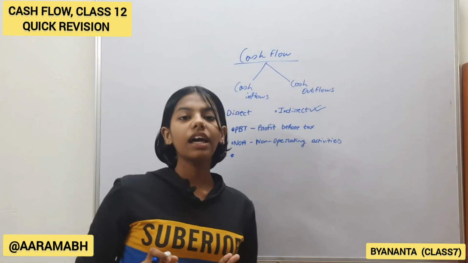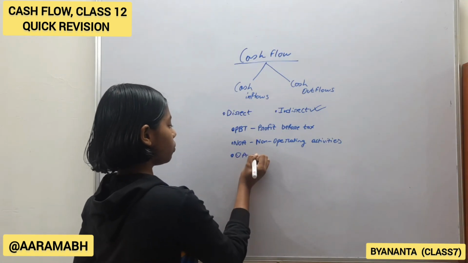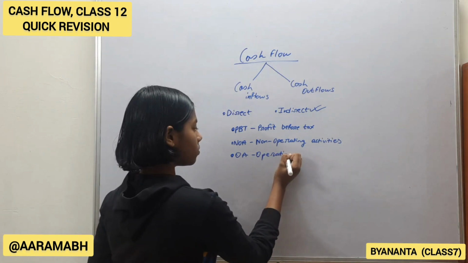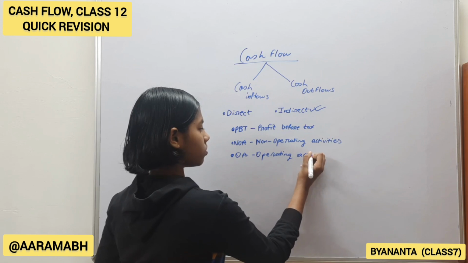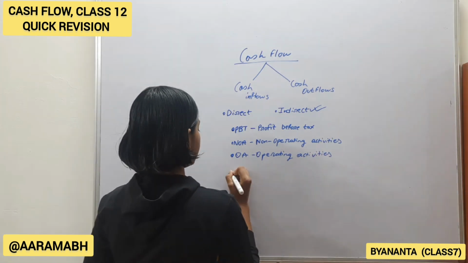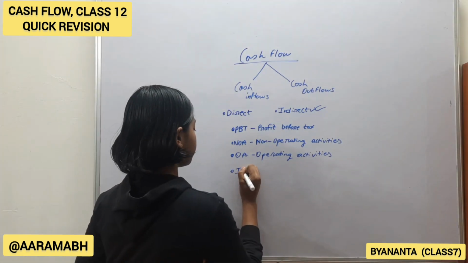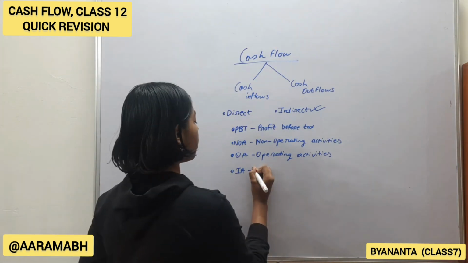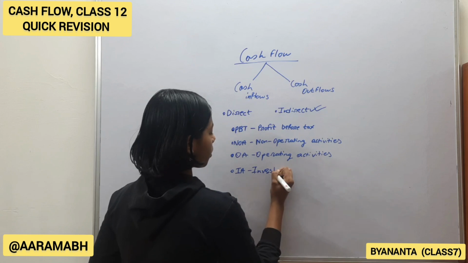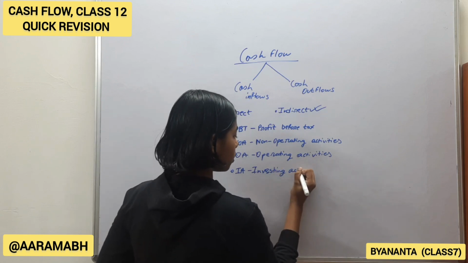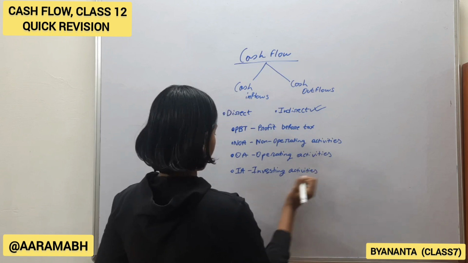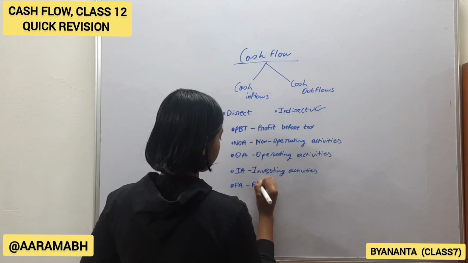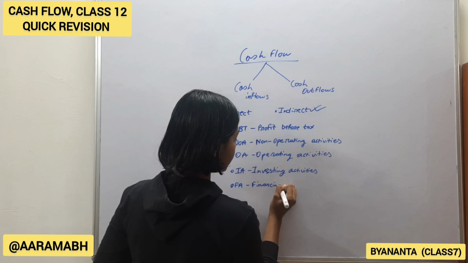Then comes OA, which is the short form for operating activities. Then comes IA, which is the fourth part of the cash flow statement and the short form for investing activities. And then at last there comes FA, which is the short form for financing activities.